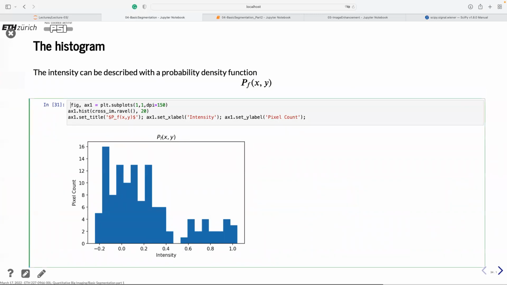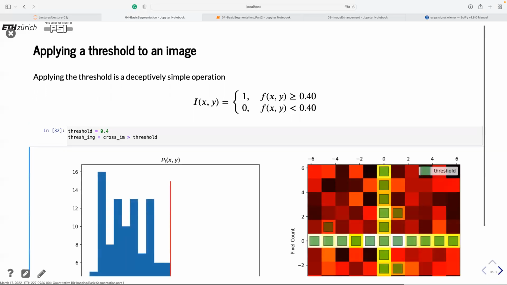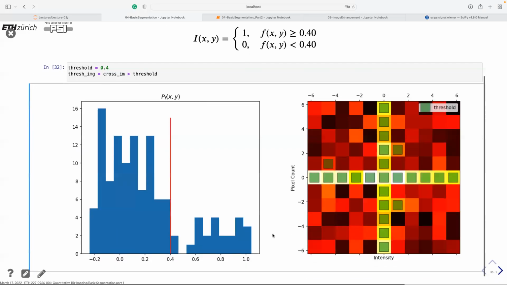And let's see, oops, what happens. Okay, in this case we put it at 0.4, apply it, and we get some thresholded image. And the result looks like this, where the cross is actually pretty well covered. There are 2 misclassified pixels, so that is kind of acceptable.